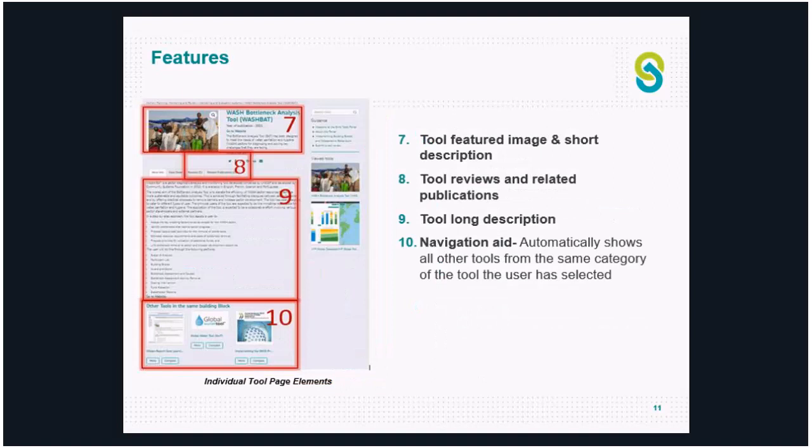When you're inside the tool, the short description at the top would be number 7. Number 8 is where you can click to see the tool reviews or submit a review, or an implementation report. And then number 9 here shows the long description. At the bottom you have the navigation aids again, so all the other tools that are in the same building block. And here, as I said, if you look on the right again, those are the most recent tools that you've seen.